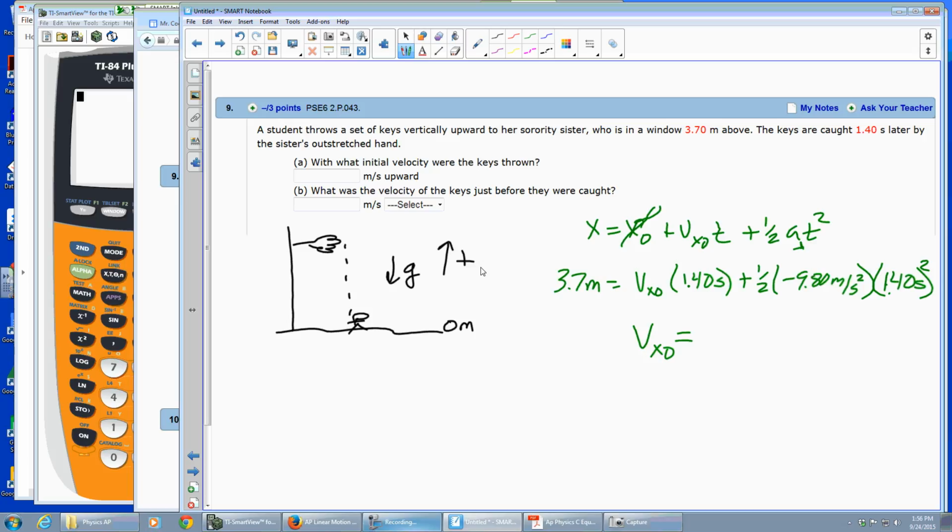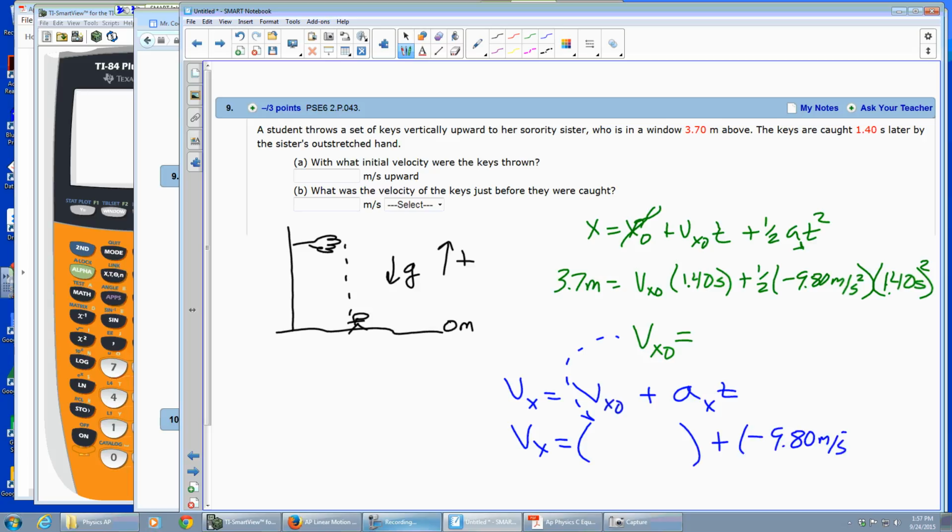And then what was the velocity of the keys just before they were caught? With that, I'm going to switch to my vx equals vx naught plus ax t. I'm looking for vx. I have vx naught from earlier, plus my negative 9.80 meters per second squared, and then my t is 1.40 seconds. Well, it's easy once you see it.